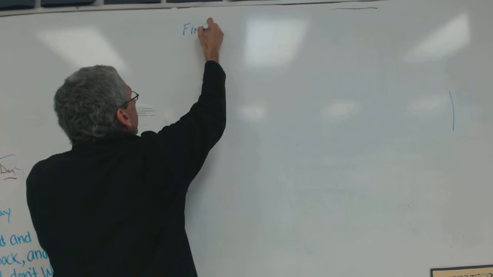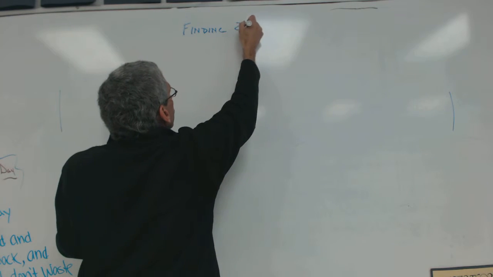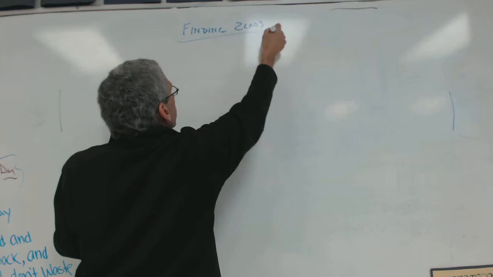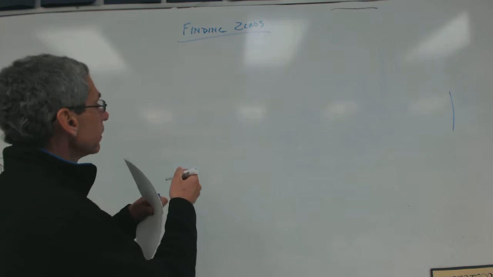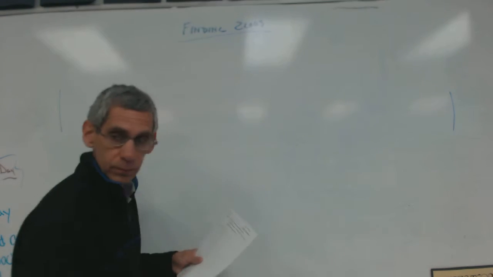finding the zeros again, right? Finding zeros. I hope this shows up on the computer, on the screen. It's not very dark. Could somebody open these up and give me the black? That would be really good.